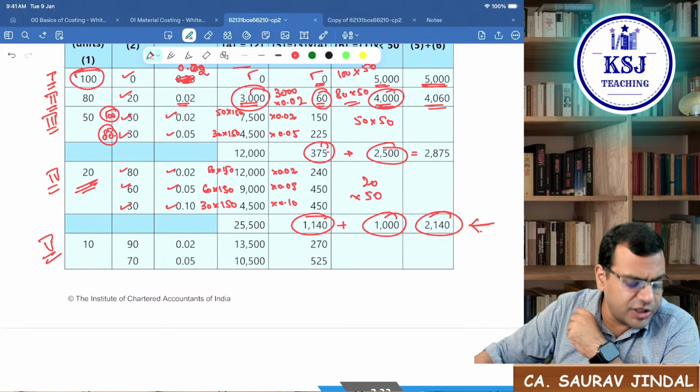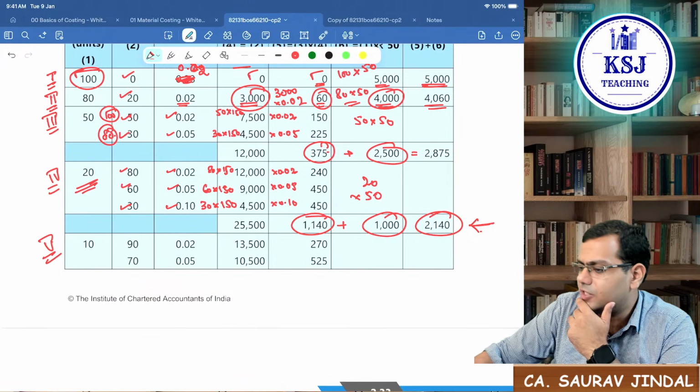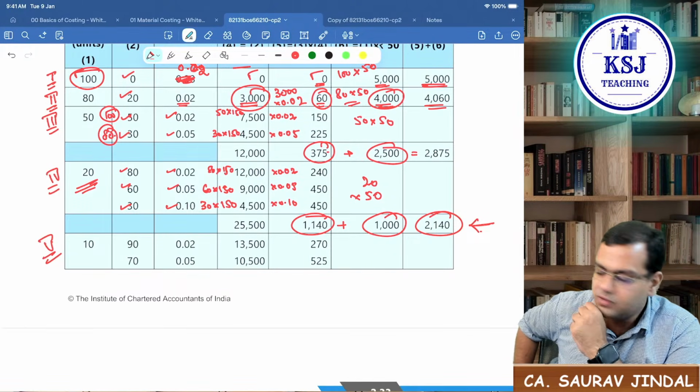Although the stock out question, I don't think they have asked much on this stock out question. Right, but they can ask, definitely. You never know with the institute.